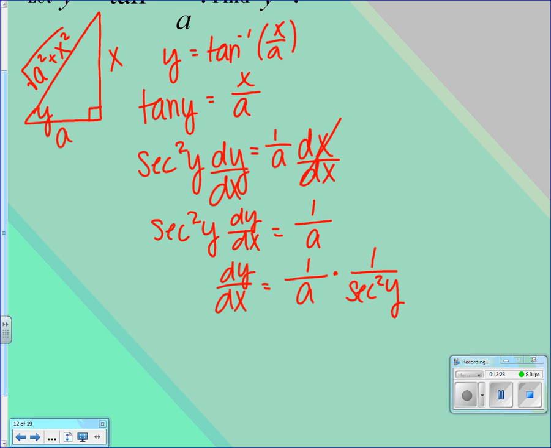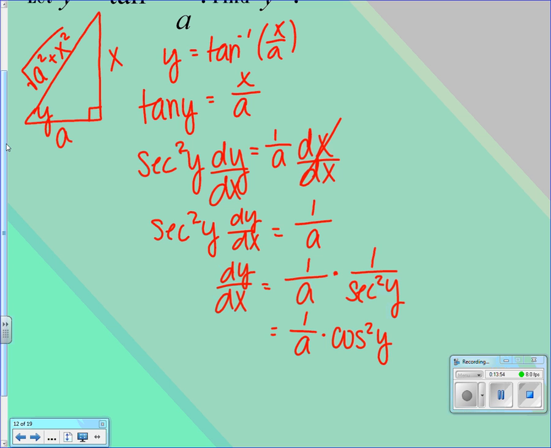So at this point, there are two ways you can do it. You can either leave it with the secant squared y, or you can make it 1 over a times the reciprocal of secant, which would be cosine. And so you can make it cosine squared y. You can do it either way. It won't matter which way you do it. One of them you may prefer to the other.